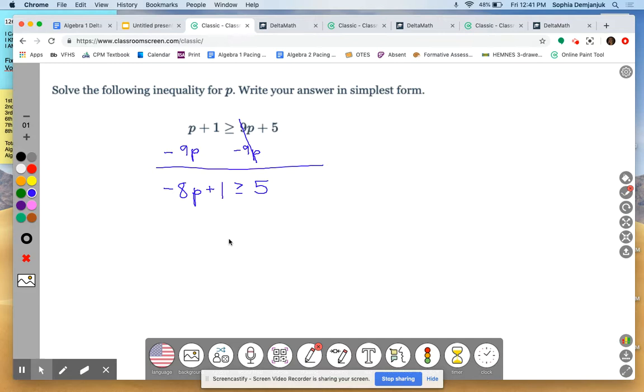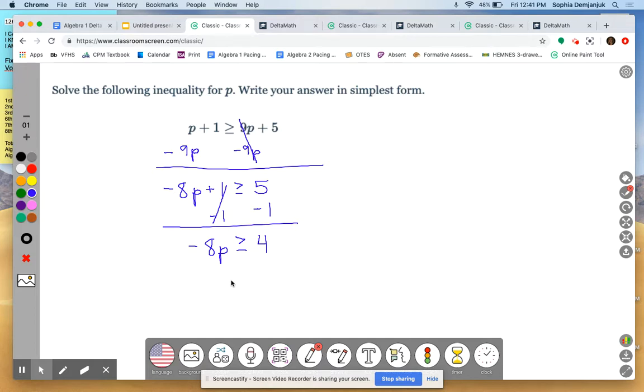I'm going to keep solving, so I want to get my 1 to the other side now so that my p is all by itself on the left-hand side. So my just number part, my 1, is positive, so I'll subtract 1 from both sides. So now I have negative 8p is greater than or equal to 5 minus 1 gives me 4.